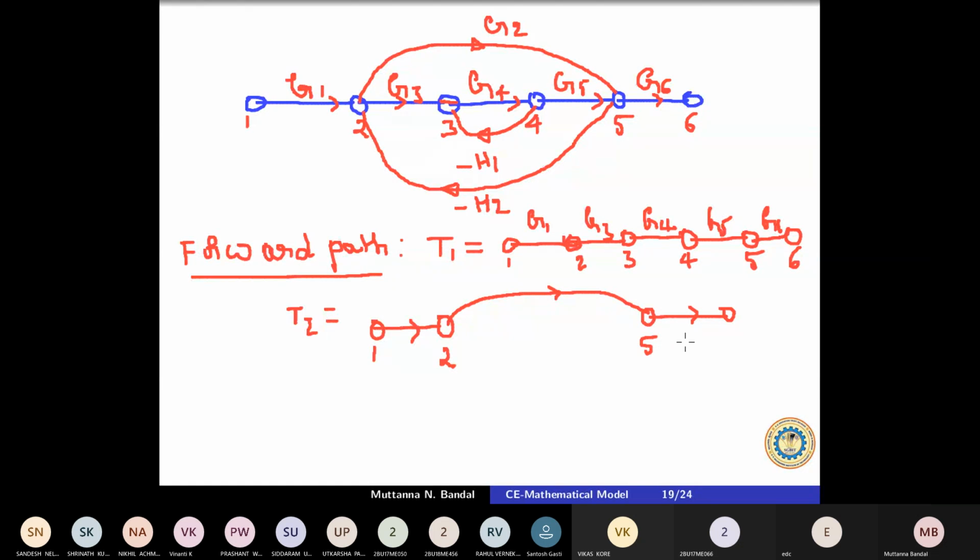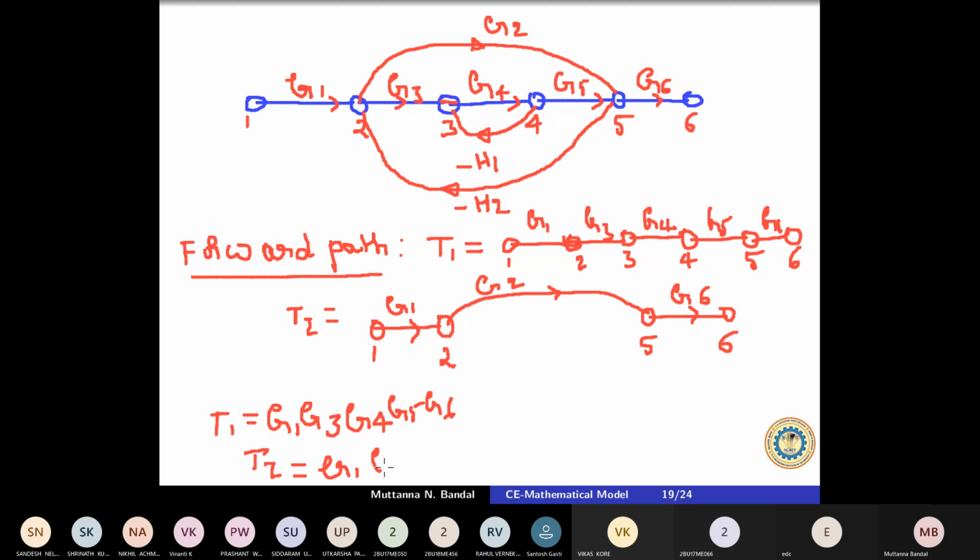Okay. So it is G1, G2 and G6. Got it? And I have to write the product of all this. So T1 is equal to G1, G3, G4, G5 and G6. And T2 is equal to G1, G2 and G6. These are the two forward paths.